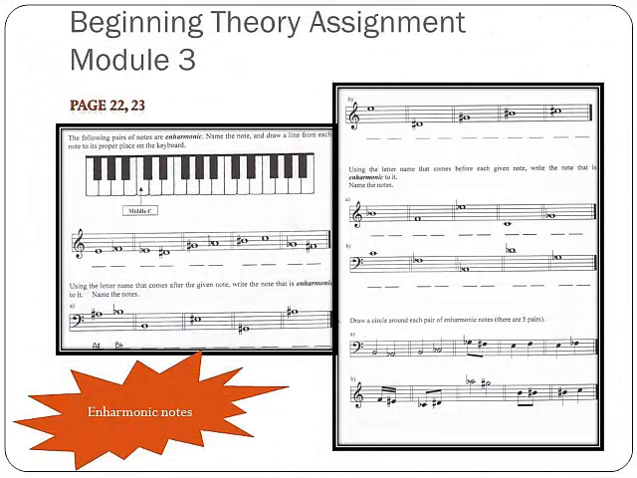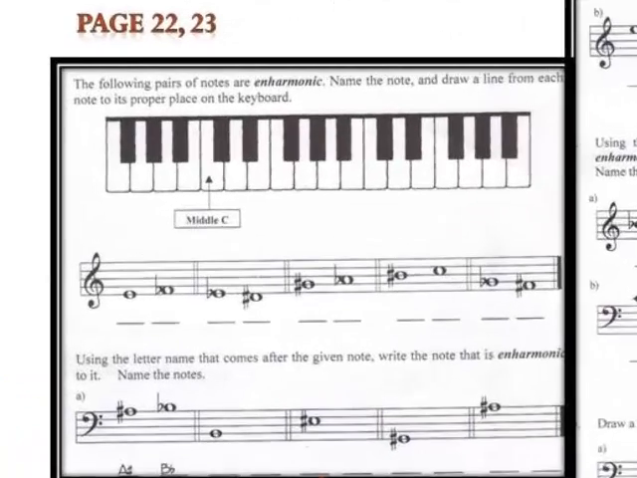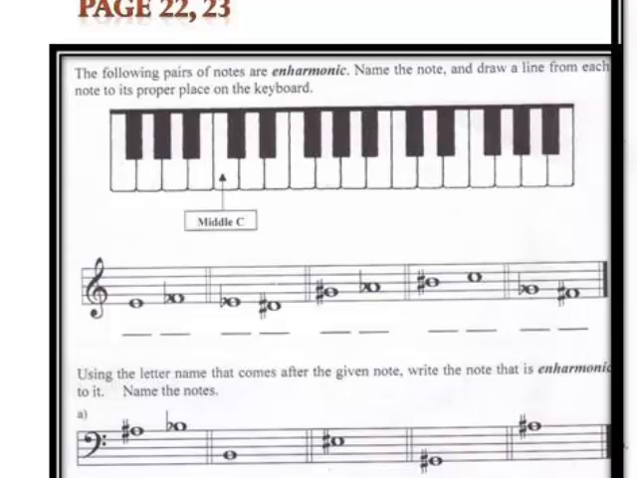Your first assignments are on page 22 and page 23. And we're working with enharmonic notes. Remember that enharmonic notes have the same sound but a different name. So for example, E to F flat is an enharmonic note. You would play it on the same spot on the piano and it sounds the same, but it has a different name.